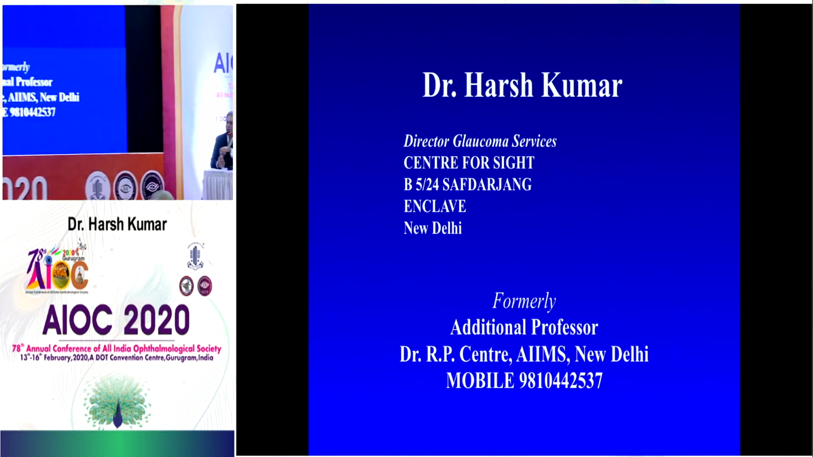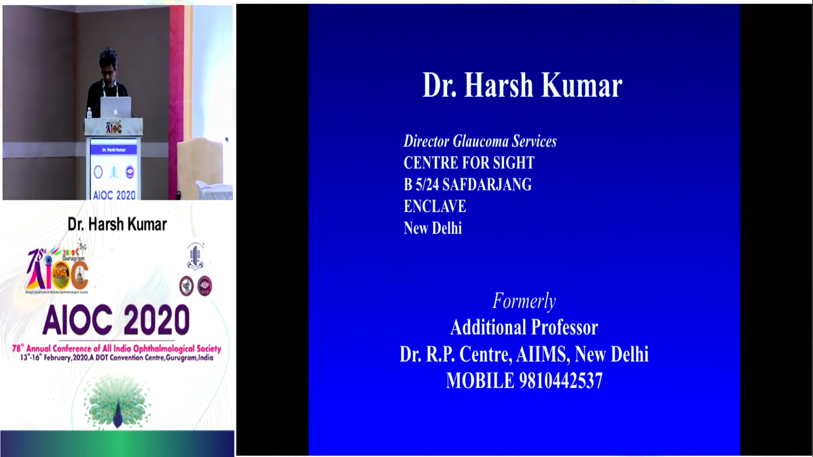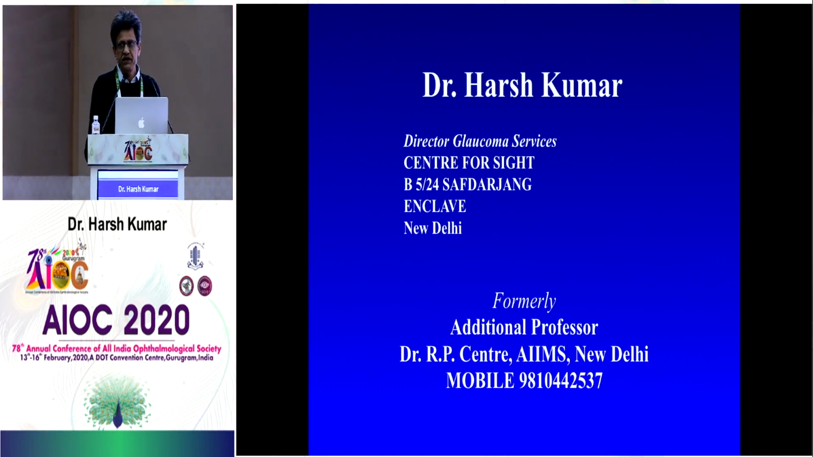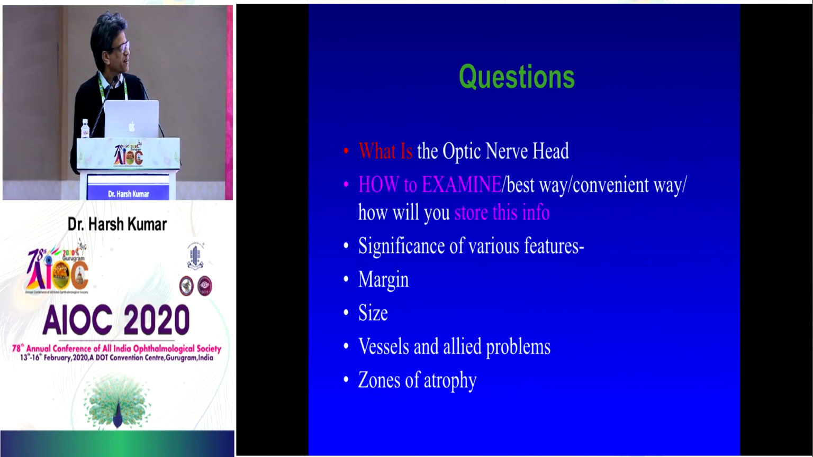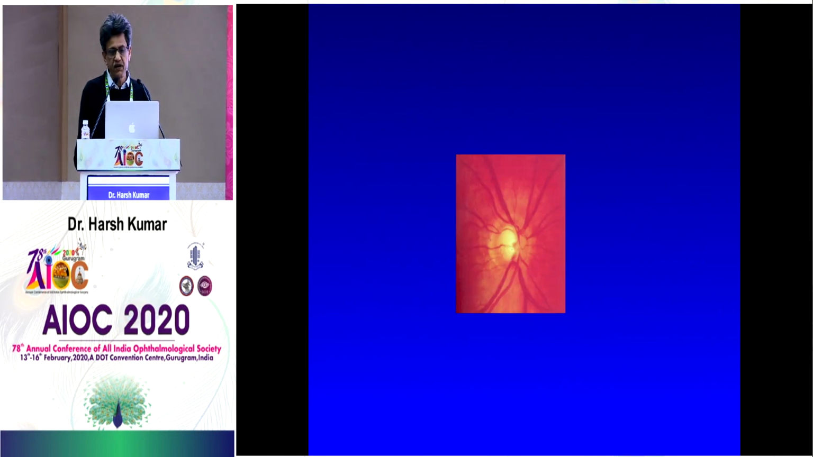What we are basically trying to teach you are these three basic things. If you are really good at these, then you can answer the questions that people really love to ask in exams. What is an optic nerve head? How will you best examine it? How will you store this information? What is the significance of various features like margin, size, vessels, zone of atrophy? What is the differential diagnosis? And essentially, you want to differentiate between glaucomatous and neurological disc, open angle versus angle closure disc, and how to correlate disc with the field.